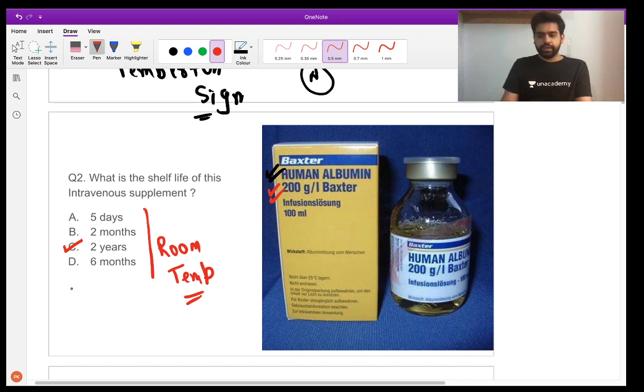It is platelets. Okay, so what can we store at room temperature? We can store platelets at room temperature. And for how many days can we store the platelets? So platelets can be stored for 5 days. Okay, so for 5 days.